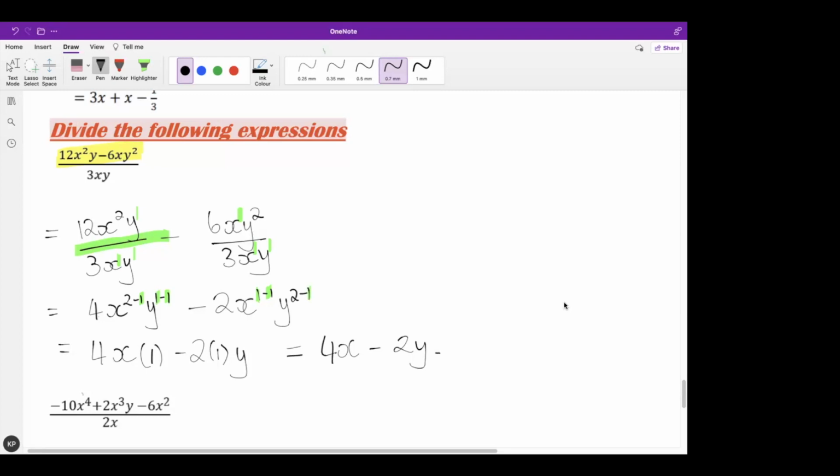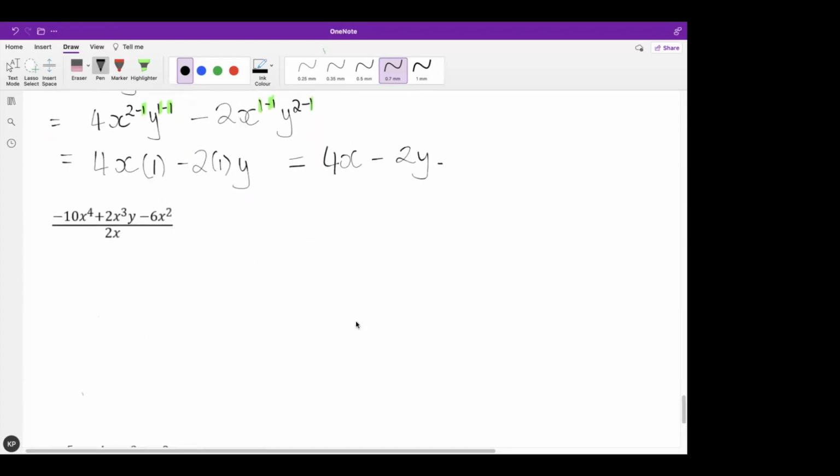Okay, guys. And then we can do one last one before we leave. First step, divide them. So negative 10x to the power of 4 over 2x plus 2x cubed y over 2x minus 6x squared over 2x.